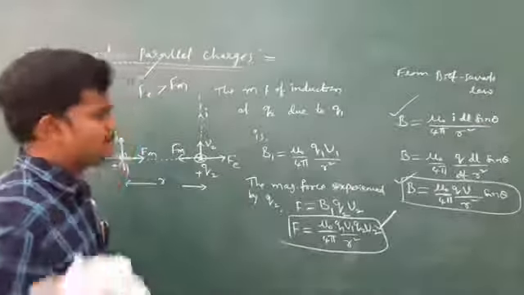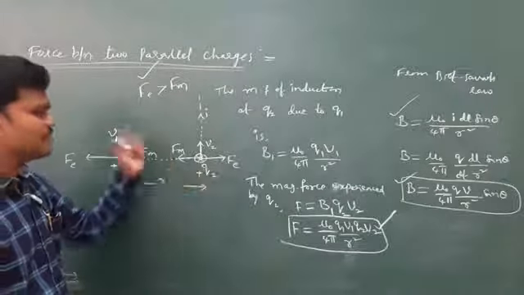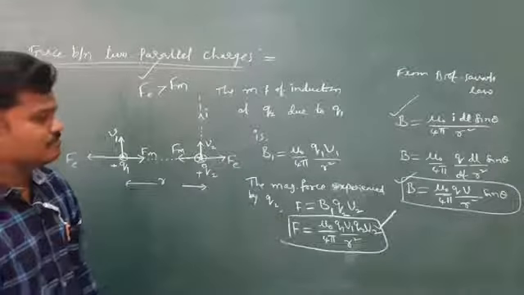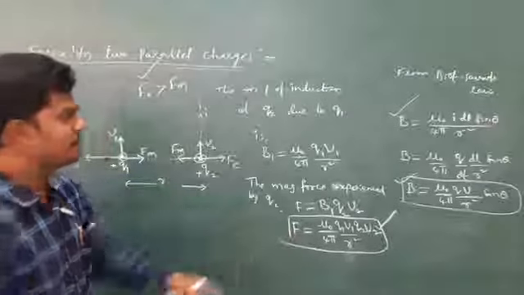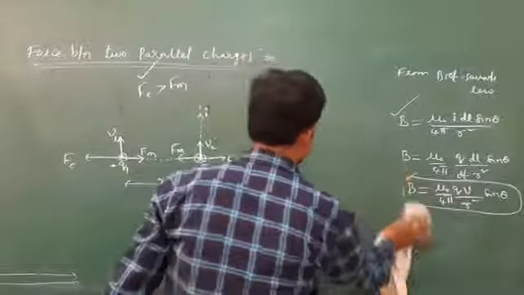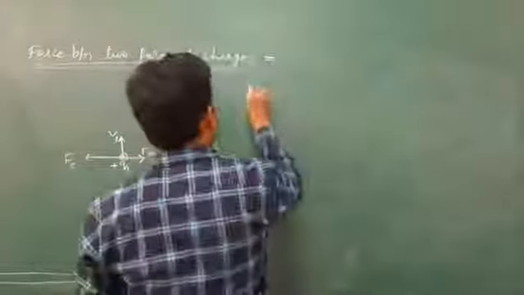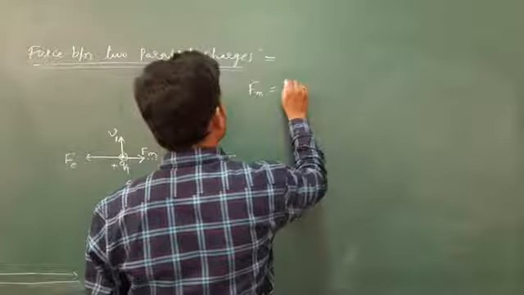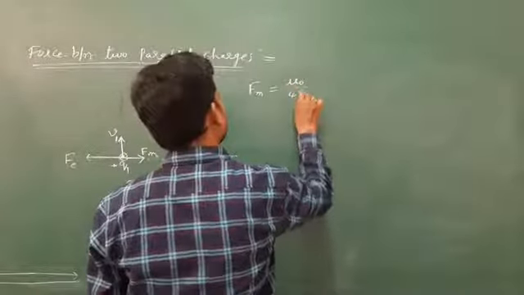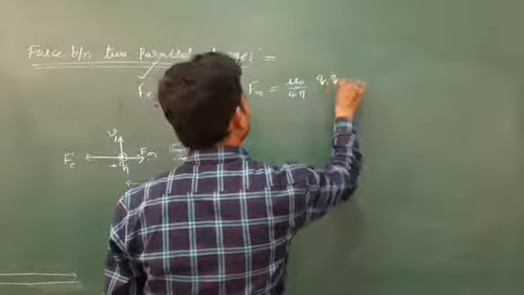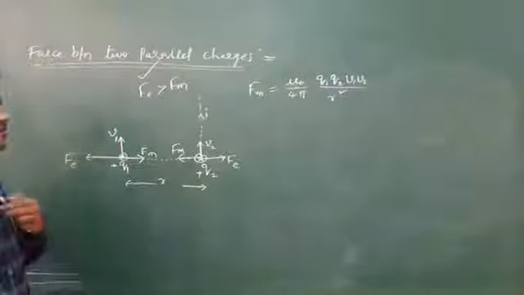Now let me calculate the ratio of electrical force to the magnetic force. I already got the magnetic force between them, and I am going to do a small extension here. Finally, the magnetic force between the two charged particles is mu naught by 4 pi q1 q2 v1 v2 by r square. This I got, the magnetic force.